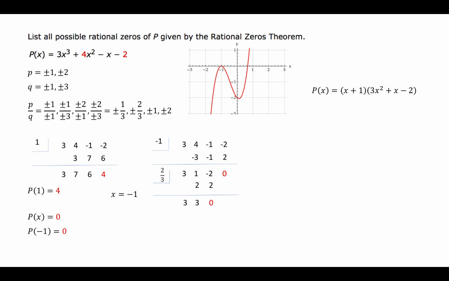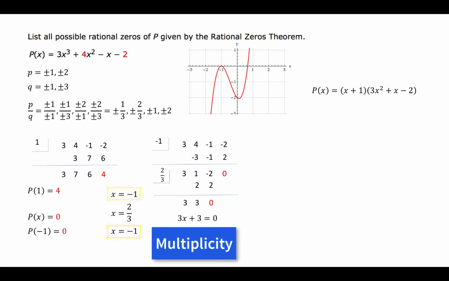So we have found another root, x equal to 2/3. This also means that 3x plus 3 is a factor of the polynomial p. And setting this factor equal to 0, we find that x equals negative 1 is a root of the polynomial for the second time. So the zeros for the polynomial p are x equal to negative 1, x equal to 2/3, and x equal to negative 1 again. Whenever a root occurs more than once, we say that it has multiplicity.